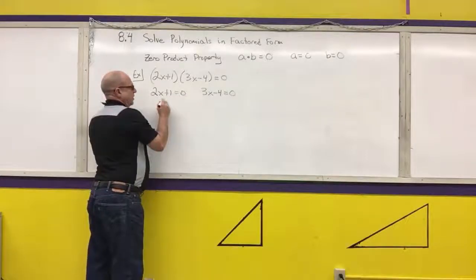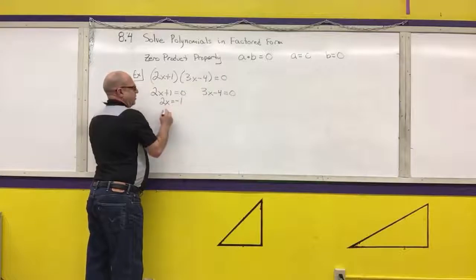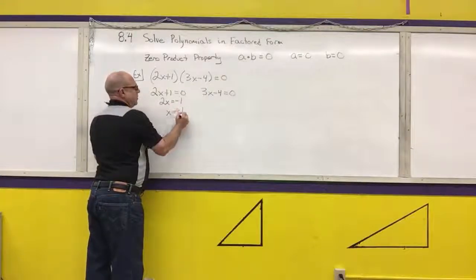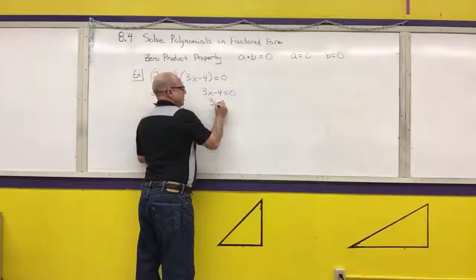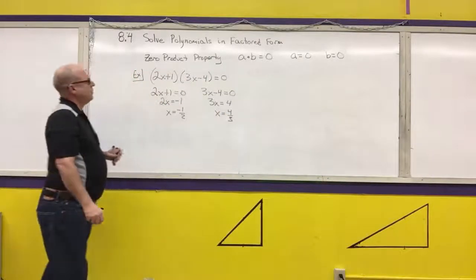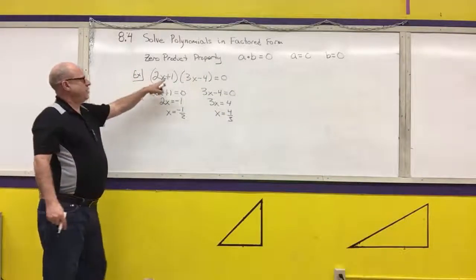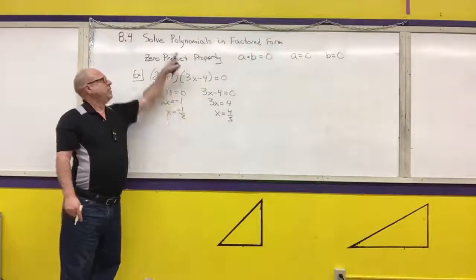First step is to subtract 1 from both sides, and then divide by 2. First step here would be to add 4 to both sides, and then divide by 3. So I get one answer for each one of the linear terms that make up the product of factors.